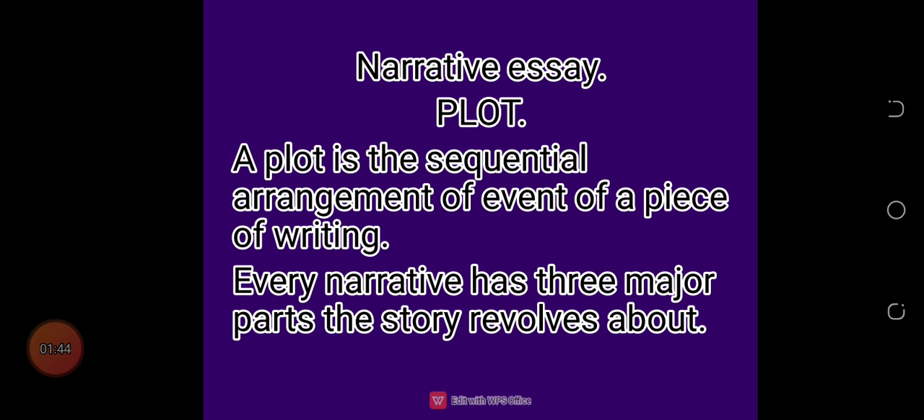It means that the events are told or narrated in a way where it starts from a point, it continues to a stage, and then it ends somewhere. I hope that is clear. So every narrative has three major parts the story revolves about.